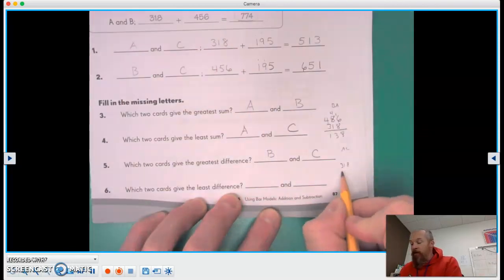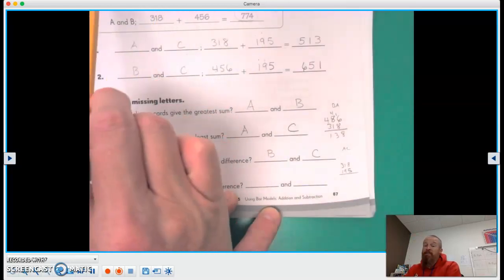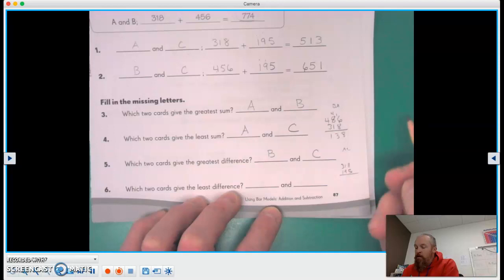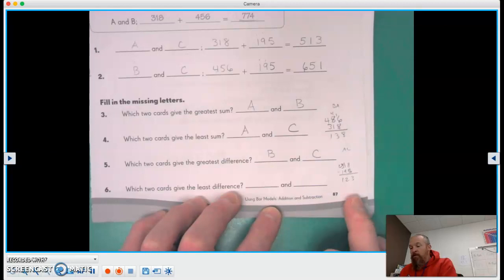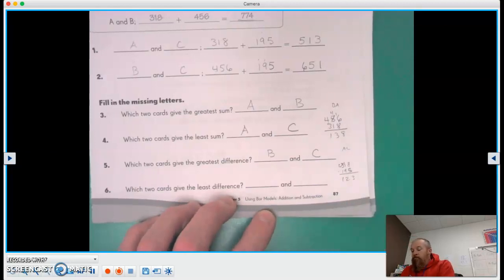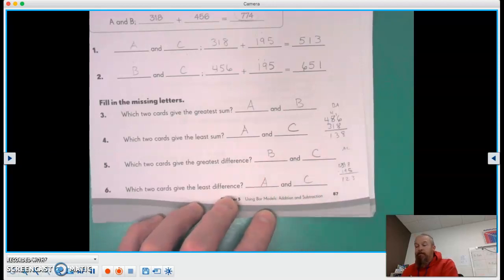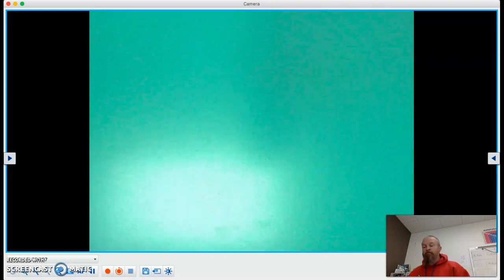So let's look at A, 318, and C is 195. I'm going to guess and say probably this one, because I think it's going to be a little less. We're almost at 200, and that's just a little over 300. So that's going to be about 120. Let's do our subtraction on this one. 8 minus 5 is 3. I have to borrow. 11 minus 9 is 2. And there's 123. So card A and C give the least difference. Okay? All right. Let's skip on to the next one.